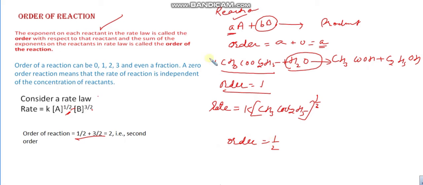So we cannot say with the help of the reaction that the order of this reaction is A plus B. Order of reaction is an experimental quantity. Experimentally it can be determined. Suppose on the basis of the reaction we come to know that one molecule of this ester is taking part in the reaction, and one molecule of water is taking part, but the concentration of water does not change. So we can say that the order is 1.